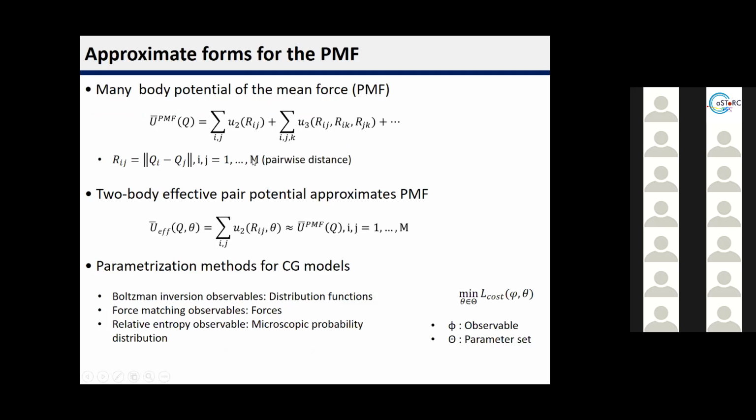By defining the pairwise distance Rij, we are able to write the many-body potential of the mean force in this form here. Moreover, we assume that the two-body effective pair potential approximates the PMF. Hence, we end up with this relation here.